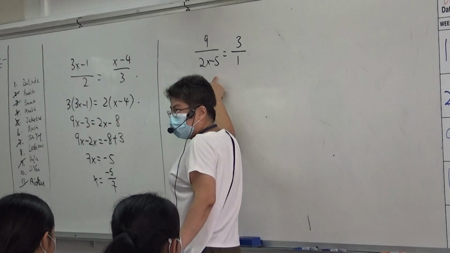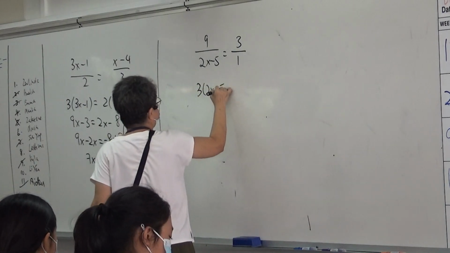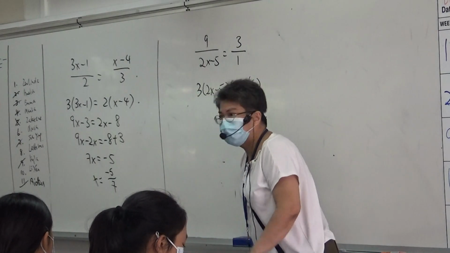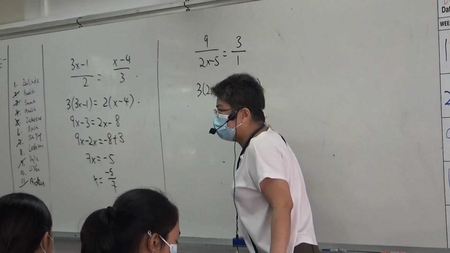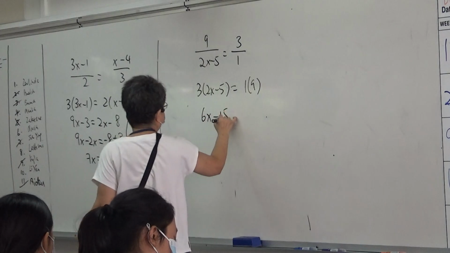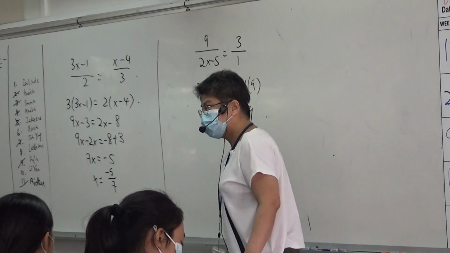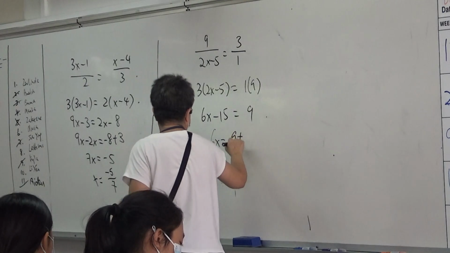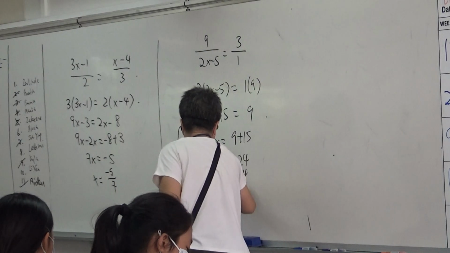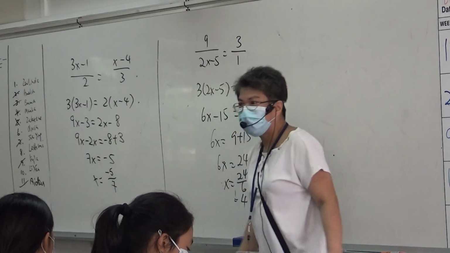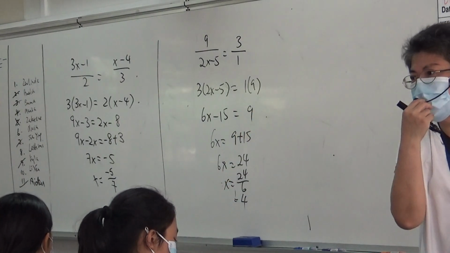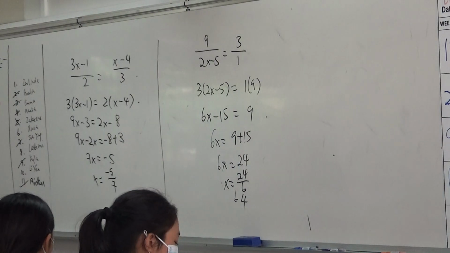Top times bottom, right? So 3, then 1 times 9. Just try it, but the 9 also can, but I want to show you there's 1 times 9, because some people don't know cross multiplication. Okay? So this will become 6x minus 15 equals to 9, right? So 6x equals to 9 plus 15, 24, right? Can you see it? So, as long as you do the cross multiplication correctly, you expand correctly, the answer will be there.